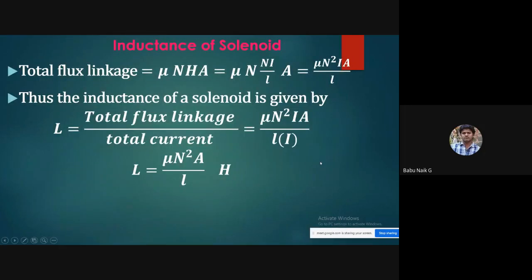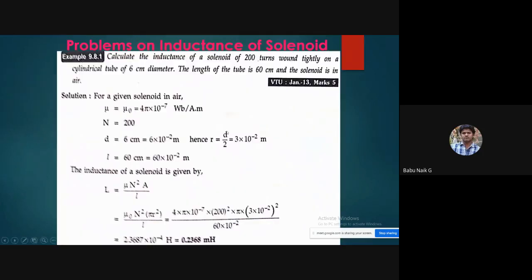So this is the inductance of a solenoid. You can remember this; I think it was already done in the basic electrical subject, also in magnetic fields. L equals mu into n square A by L. This is the formula you can remember for a solenoid. Fine. And we'll solve one small problem on this one, because they ask it repeatedly in the examination. So you can take this one simple problem.